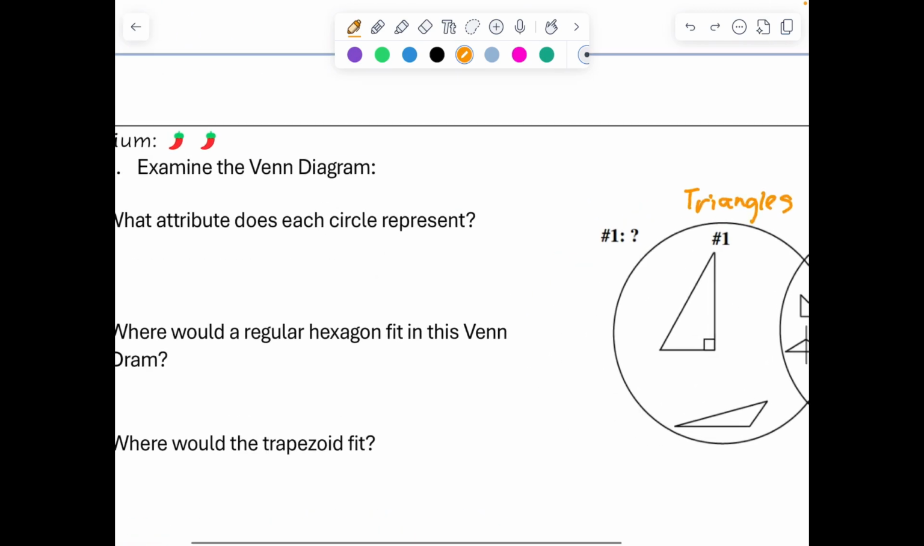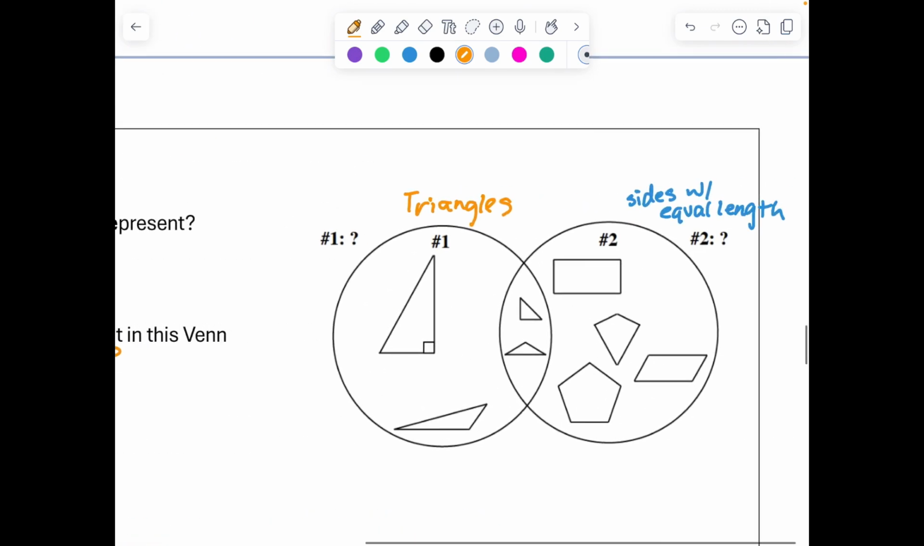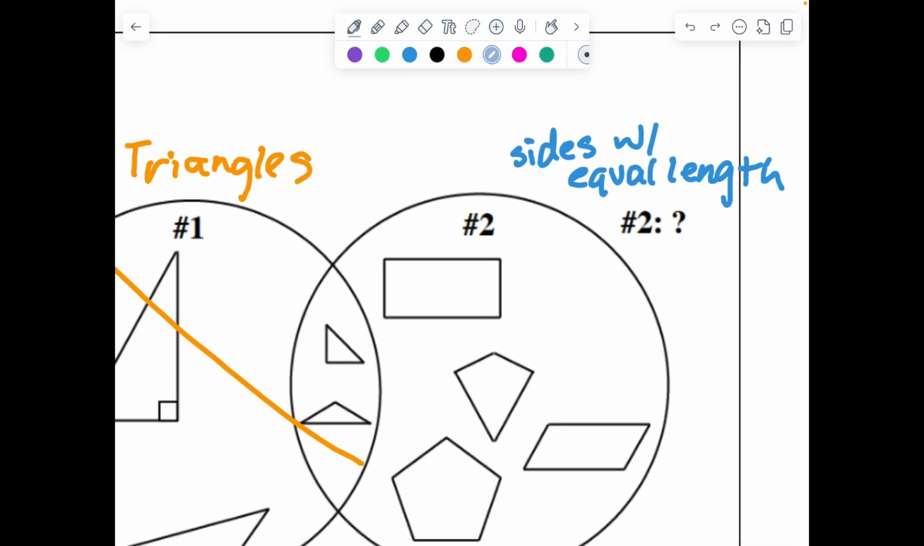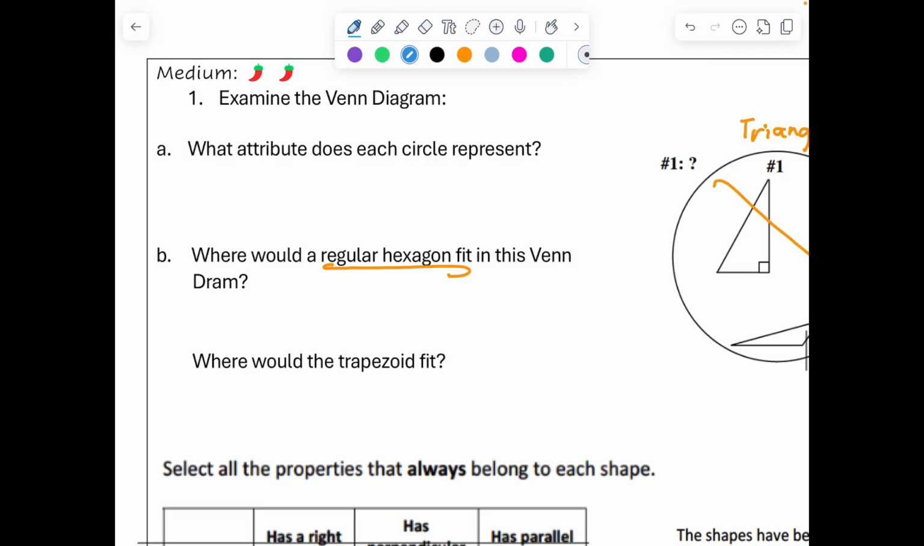Where would a regular hexagon fit? Well, a hexagon is not a triangle, so it can't be in circle 1, but a hexagon does have sides with equal length. So we could draw a hexagon over here. Regular hexagon would fit in circle number 2.